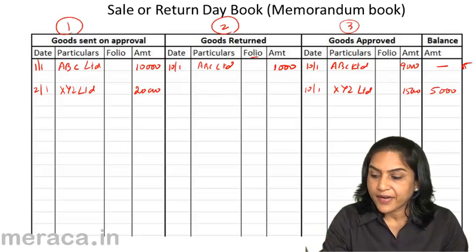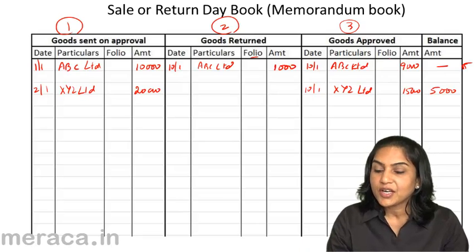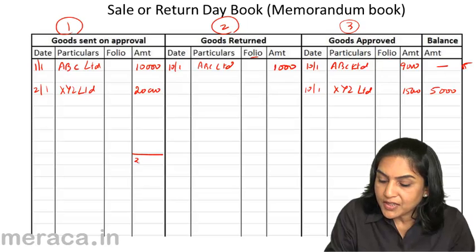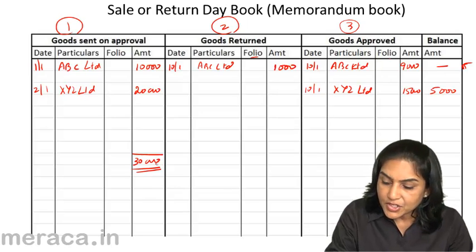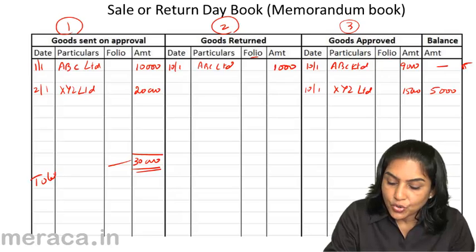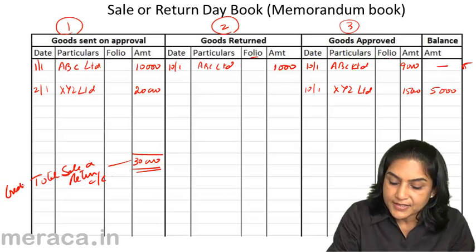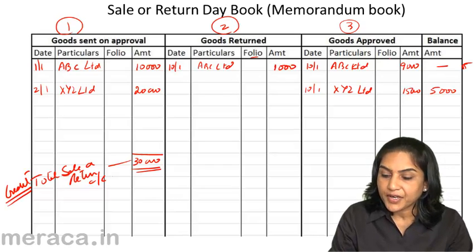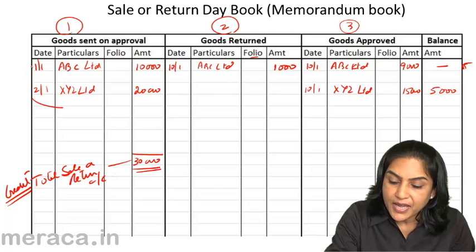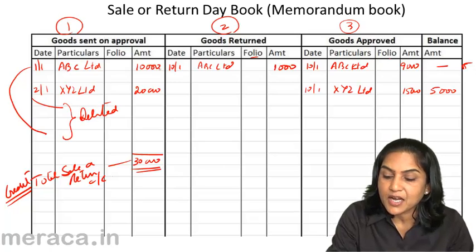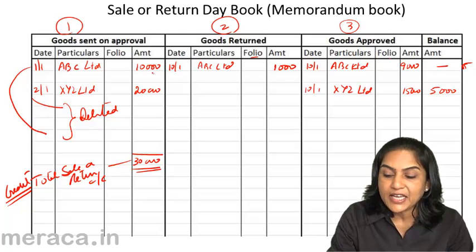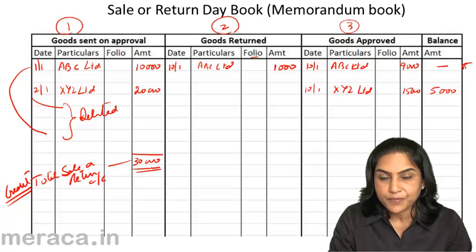How are these records reflected in the ledger, reflected in total? This total 30,000 represents the total goods sent on approval. This total is actually credited to the total sale or return account. So we credit total sale or return account, and individually ABC's account and XYZ's account is debited. So we debit ABC's account for 10,000, debit XYZ Limited's account for 20,000, and the total sale or return account is credited for 30,000.